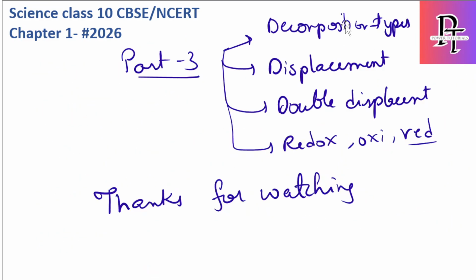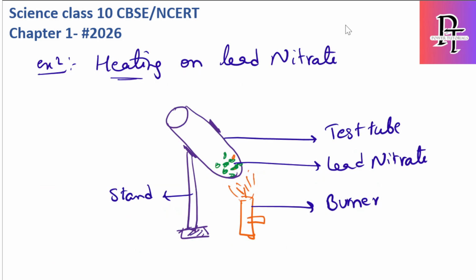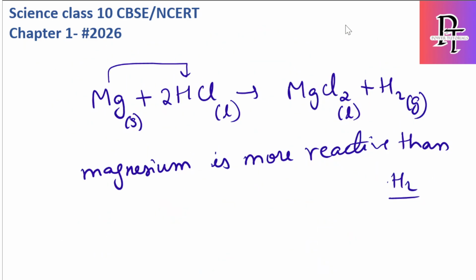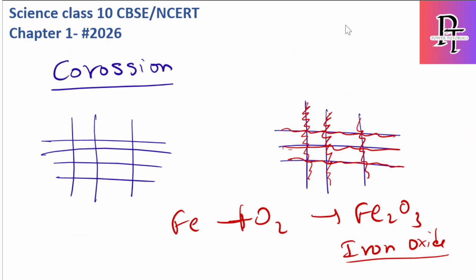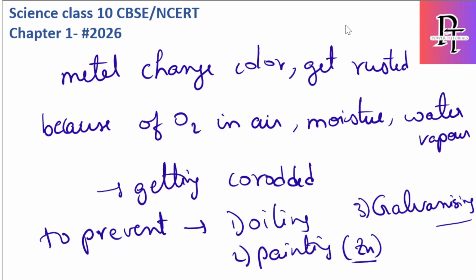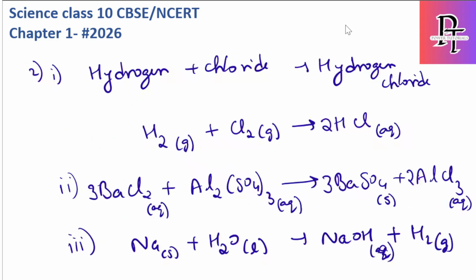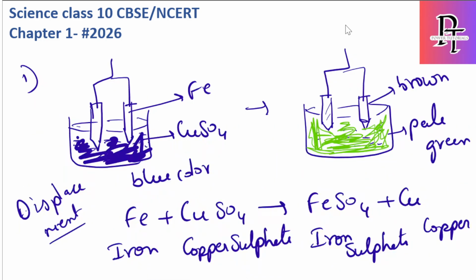In part 3 I covered the other types of chemical reactions, which are decomposition. In decomposition we have 3 types: thermal, electrolytic and photolytic. Then displacement, what a displacement reaction is with a few examples, and then double displacement and oxidation reaction. I also covered what rancidity and corrosion are. In part 4, as I mentioned, I covered the in-text questions present inside the textbook, each question in detail along with the explanation, that is the equation.